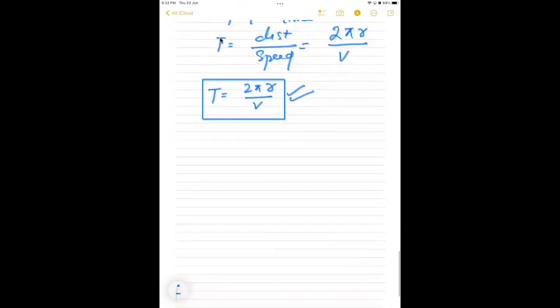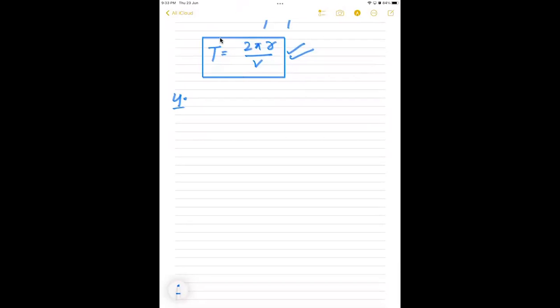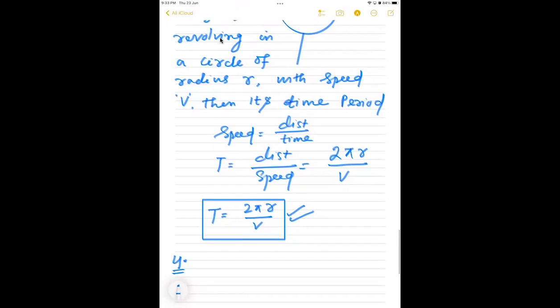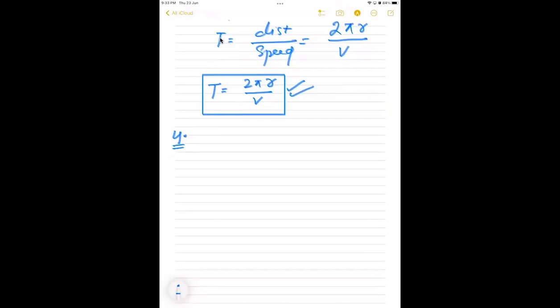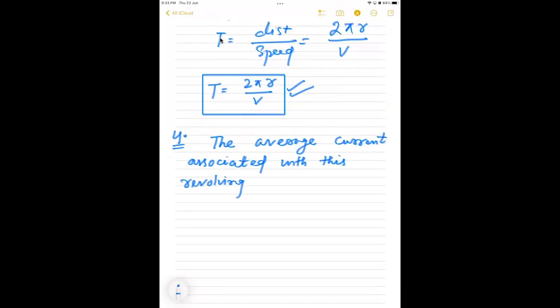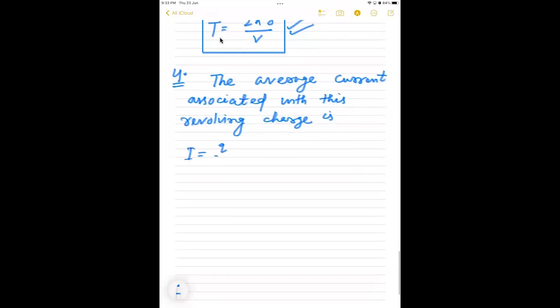This is number 3. Then number 4, another short concept I'm saying. You will face questions on this. So it is revolving in a circular path. Then can I find the average current? If any charge is revolving, we can find the average current associated with this revolving charge. It is, students, I is equal to Q by T, correct or not? And 1 by T is frequency, so you can write Q into f.